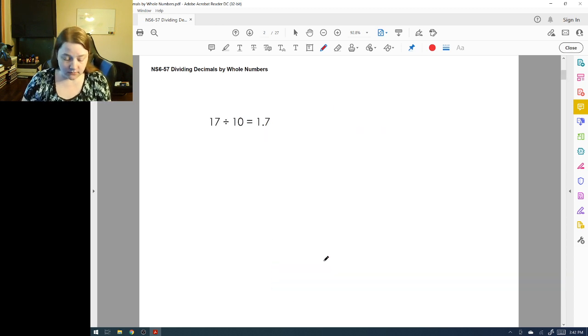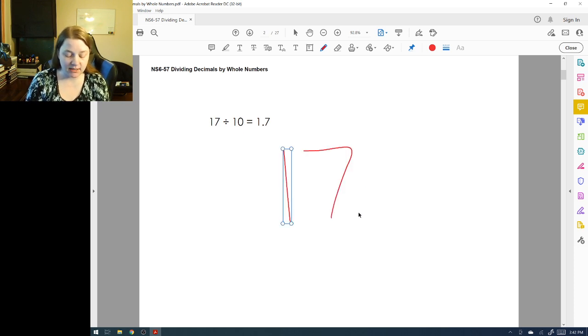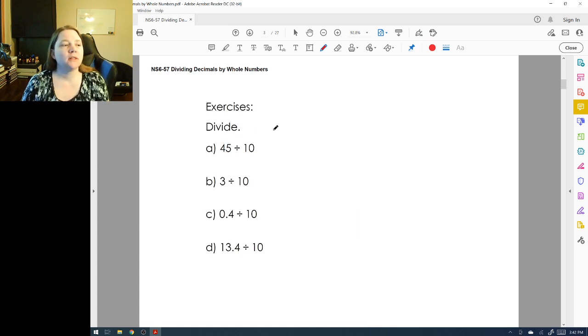Now, when we go to divide 17 by 10, remembering that in the number 17, the decimal is at the end, like a period in a sentence, when we divide by 10, we are going to move that decimal one space to the left to get 1.7. Let's go ahead and take a look at what this would look like on these various numbers.